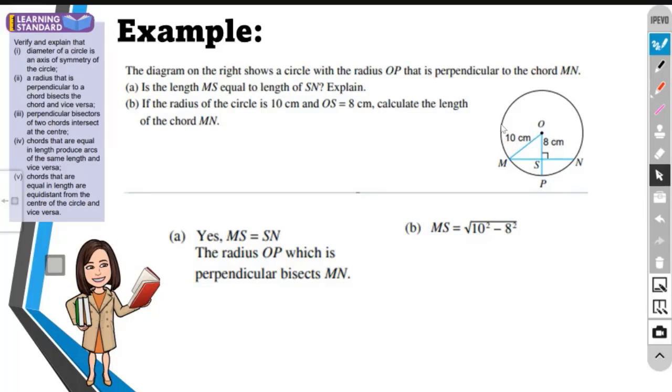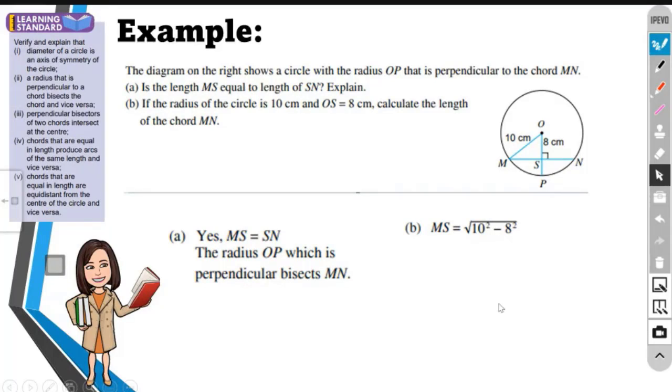So this is the longest, your hypotenuse. So you take this one, 10 squared minus 8 squared. Just now, when we wanted to find the hypotenuse, we add, right? Now we want to find the shorter length, so you have to use the longest length and subtract. You can understand now why we're using MS equals the square root of 10 squared minus 8 squared. It comes from the Pythagoras theorem, okay?